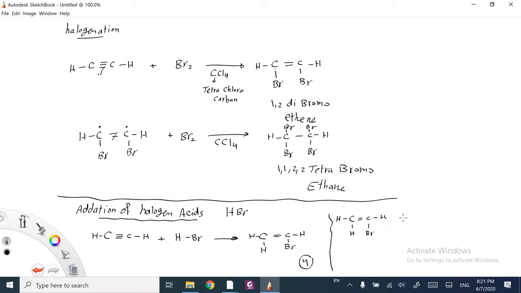The Markovnikov rule: when we add an unsymmetrical reagent like a halogen acid, which contains a positive and a negative part, the hydrogen atom tends to attach to the carbon atom which has more hydrogen. So at the two sides of the pi bond, this carbon has two hydrogens, but this carbon has only one hydrogen. So this hydrogen prefers to attach to the carbon atom that has more hydrogen.